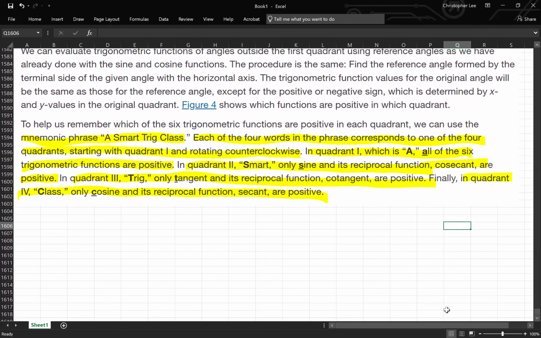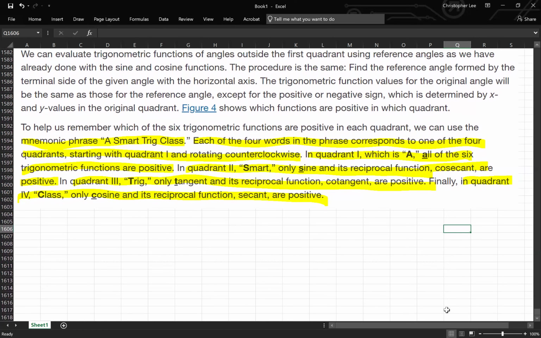To help us remember which of the 6 trigonometric functions are positive in each quadrant, we can use a mnemonic phrase, a smart trig class. Some people say all students take calculus. Personally, I don't like that one because it's not true. It's not that all students don't take calculus. But a smart trig class, yay. Y'all come to two and I'll tell you another one that's even better.